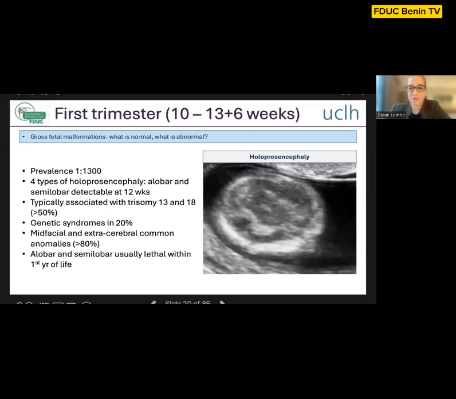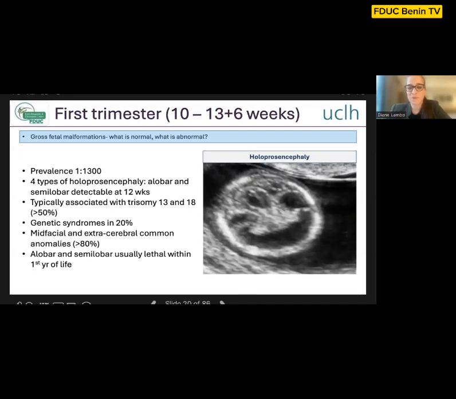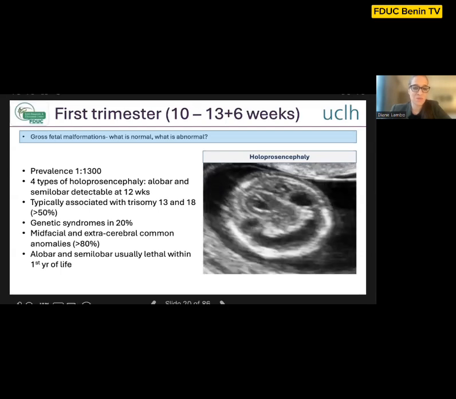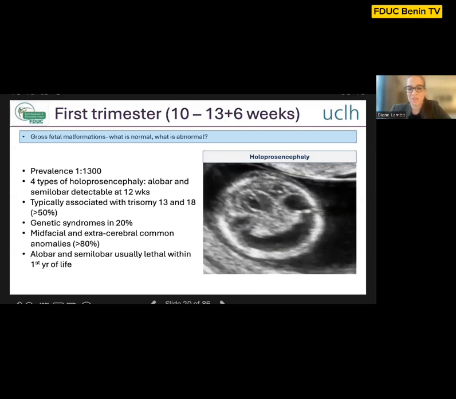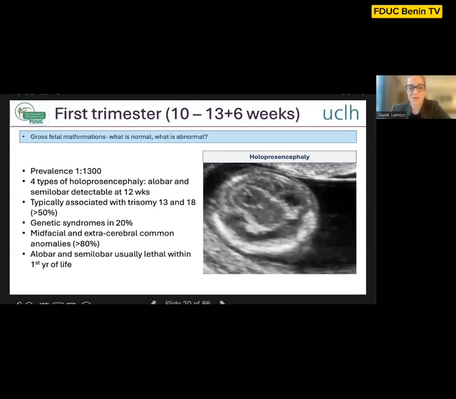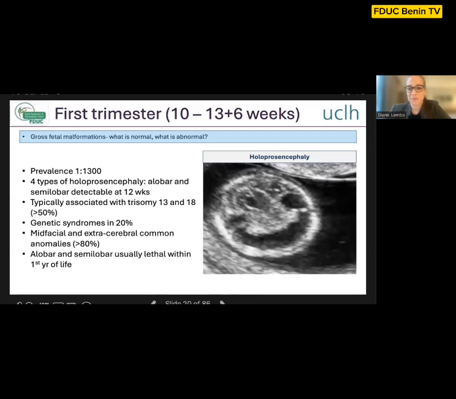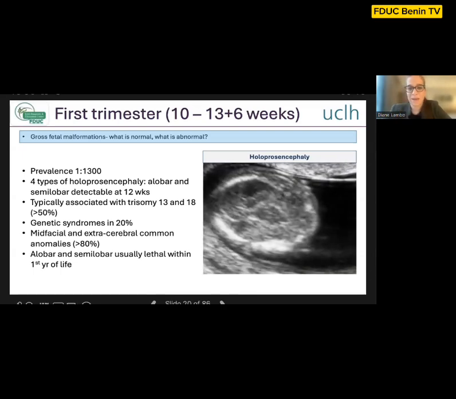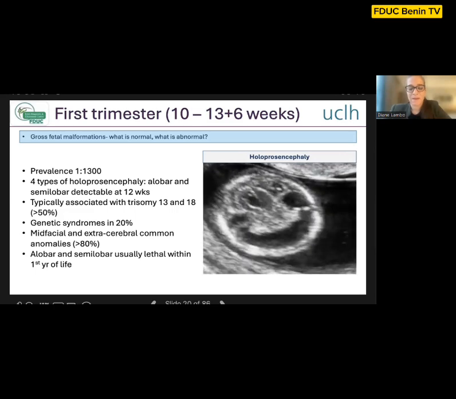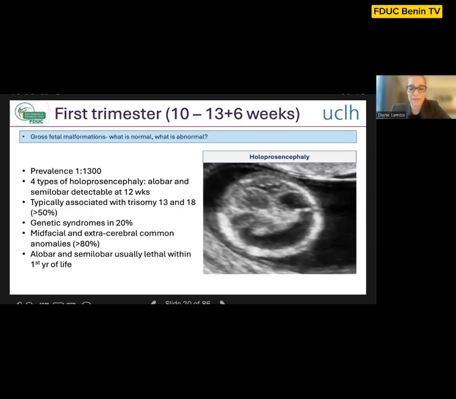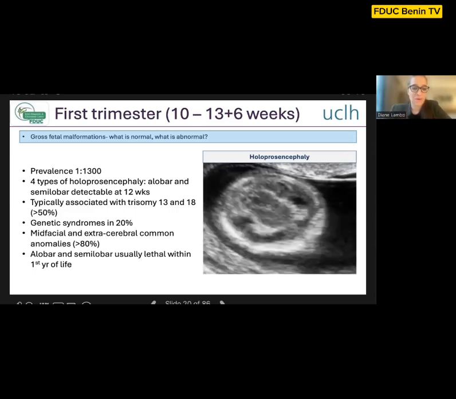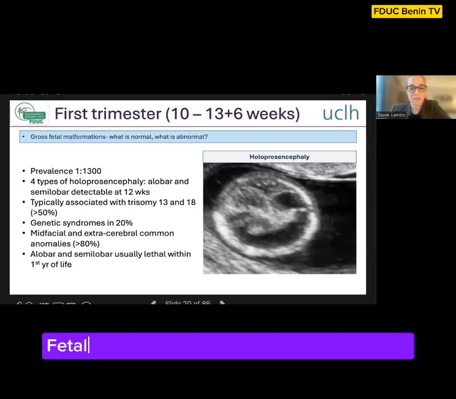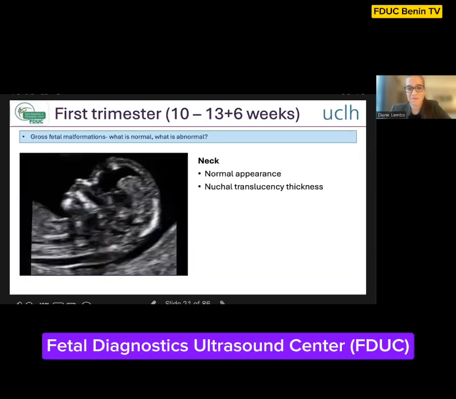Now, there are 4 types of holoprosencephaly. The one that you'll probably see most often is what we call alobar holoprosencephaly, and this is typically associated with trisomy 13, also trisomy 18. And when you see these views, what's important is to really examine the rest of the baby, especially the face, because typically it's associated with other midline abnormalities and structural abnormalities elsewhere. The prognosis for holoprosencephaly, particularly alobar holoprosencephaly, is poor. Most of these babies, again, they don't survive the first year of life.